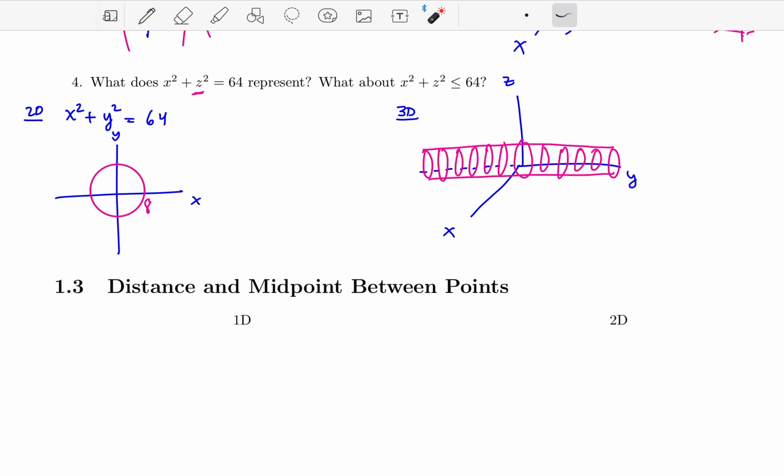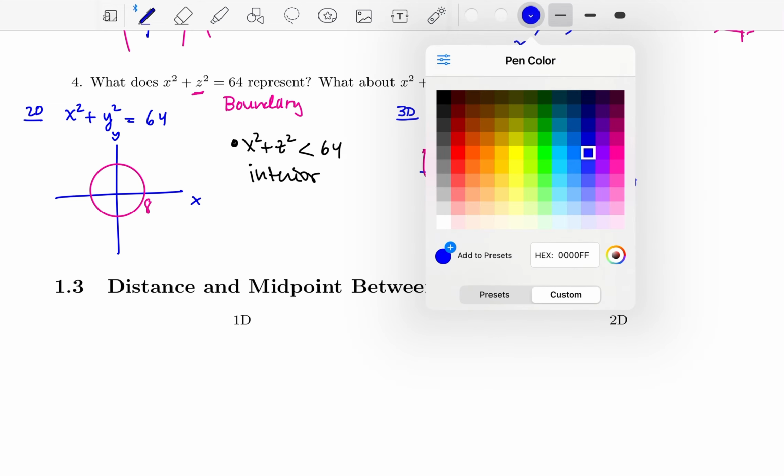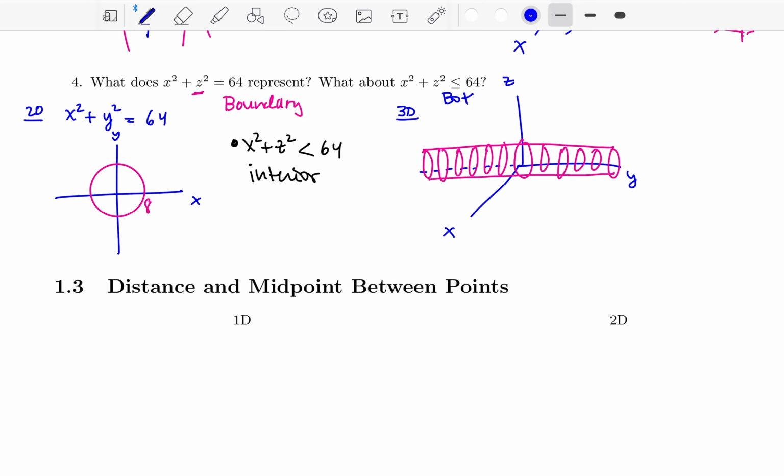So now we have two different things here. We have x squared plus z squared exactly equal to 64. That gives you just the boundary, the shell, the exterior. If we had x squared plus z squared less than 64, this would be the interior of the cylinder. And if I give you less than or equal to 64, this gives you both the interior and the shell, the boundary of that cylinder, okay?